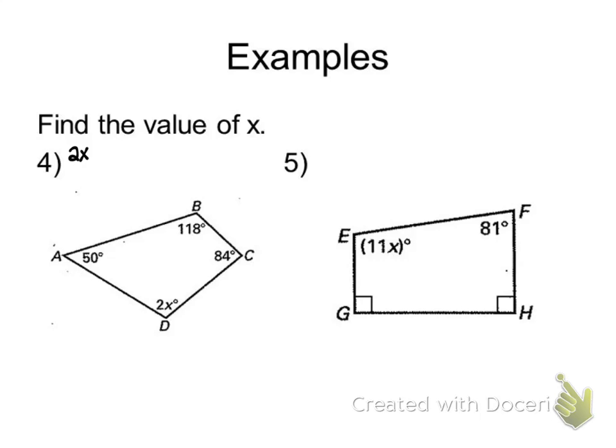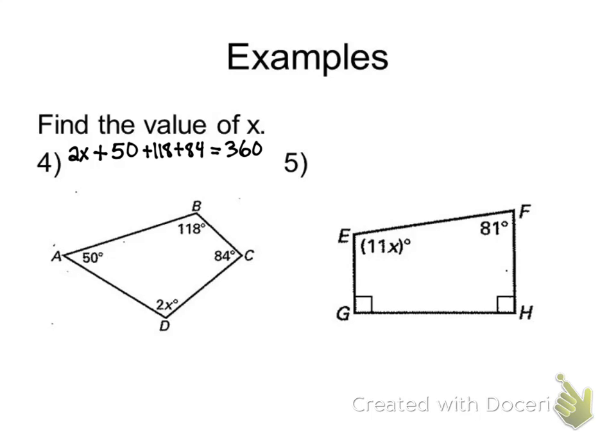Okay, so we can start with the 2x. What do I do with the 2x? I need to add the rest of the angles. The 50, the 118, the 84. When I add all those together, what should I get? What's the measure of a quadrilateral? Always add to 360. Good.